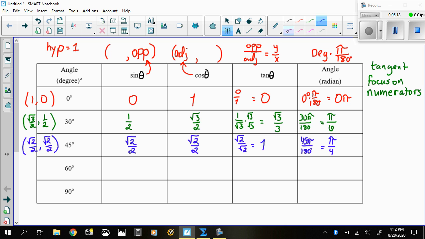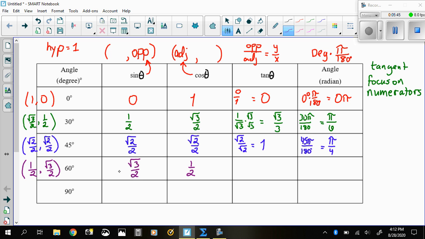Okay, next one is 60 degrees. And in that ordered pair, it's switched from 30 because we're looking at the different angle direction of the triangle. So 1/2 for the x, square root of 3 over 2 for the y. So sine is the y, the opposite side, so that's the square root of 3 over 2. Cosine is the x, so that's 1/2.